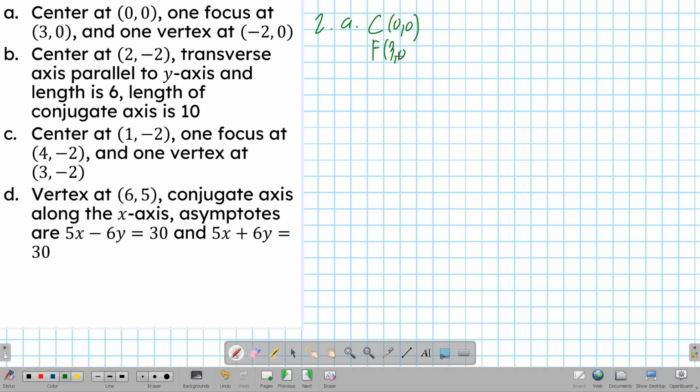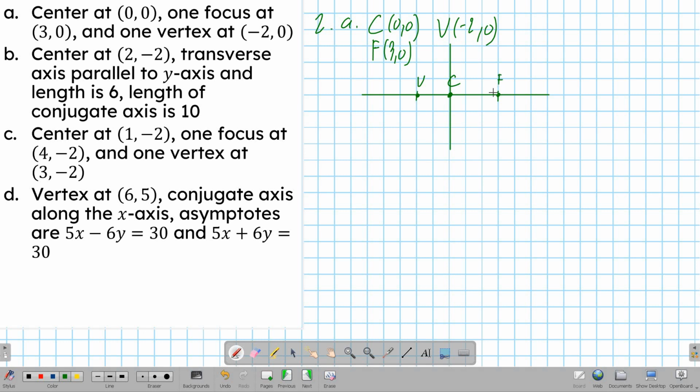One focus at 3, 0, and one vertex at negative 2, 0. So it's easier for us to align and to graph the points, at least so we can see them better. This is our center at 0, 0. Our vertex is at negative 2, 0. And one focus is at 3, 0.